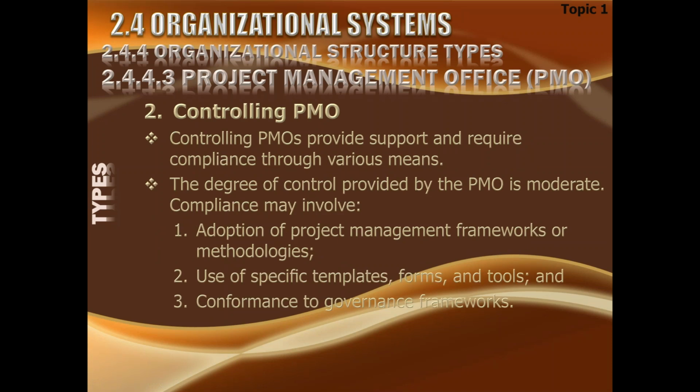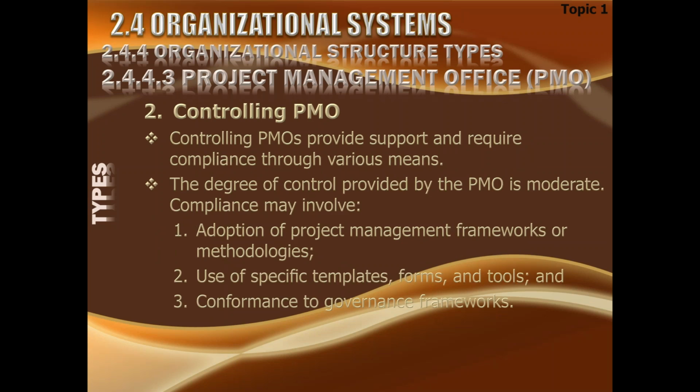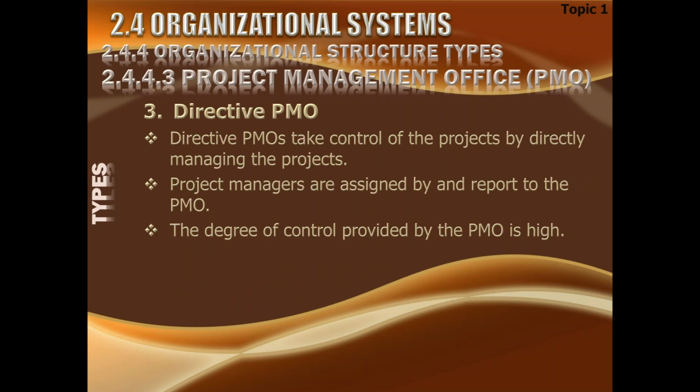A controlling PMO provides support and requires compliance through various means. You see, in the previous supporting type, we were just creating the rules and the documents, policies, procedures, and all that. We are just advising. We are not mandating. But in controlling, we are enforcing. The degree of control provided by the PMO is moderate. Compliance may involve adoption of project management frameworks or methodologies, use of specific templates, forms, and tools, and conformance to the governance framework. And to top it all is the directive PMO.